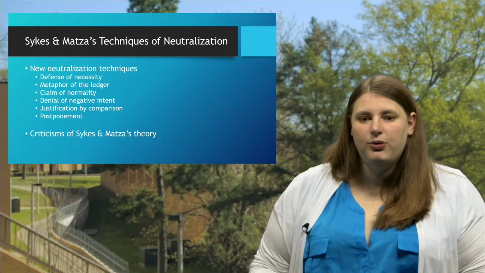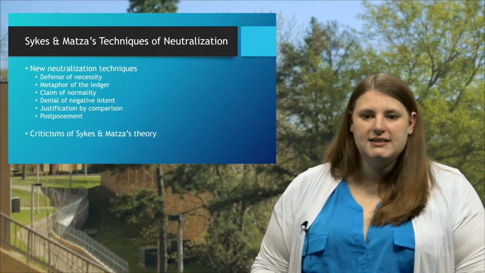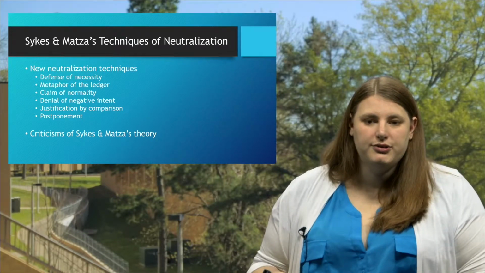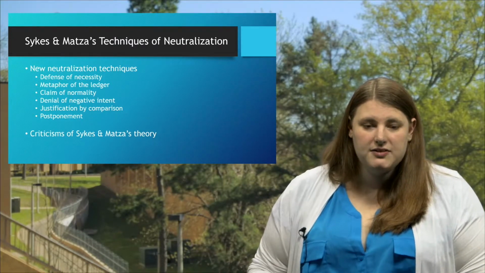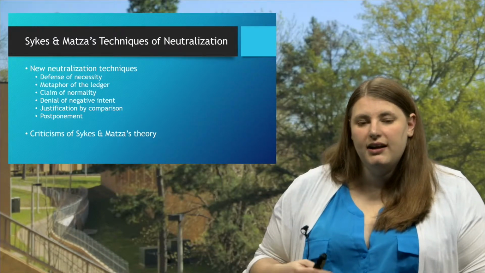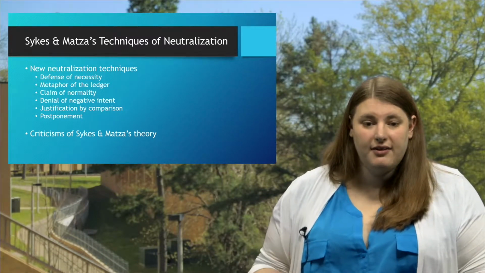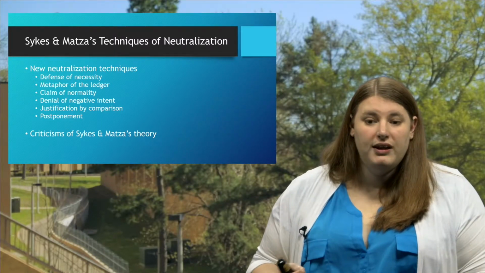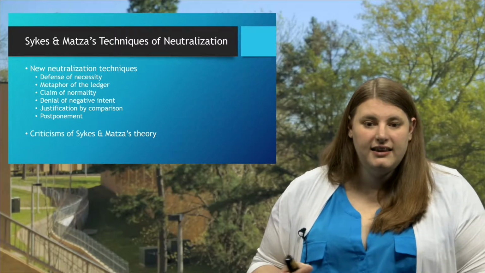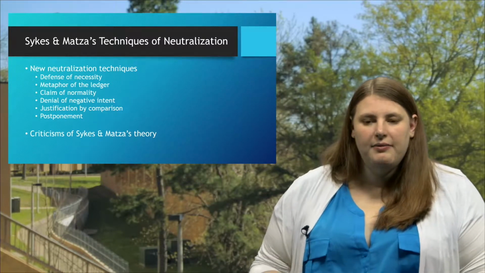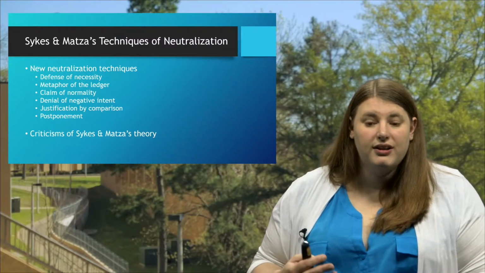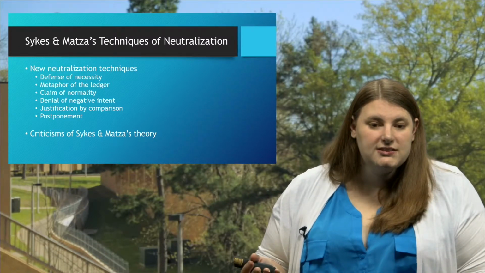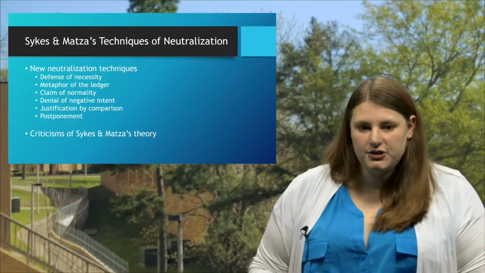Now, researchers exploring Sykes and Matza's neutralization techniques have added to the original repertoire by identifying several other neutralization techniques employed by offenders. For example, researchers looking at white-collar criminals have identified several additional neutralizations, like defense of necessity, where the behavior is perceived as necessary and therefore not requiring guilt. They've also identified a neutralization called claim of normality, where a person argues that since everybody else is engaged in such behaviors, it shouldn't be wrong in the first place.